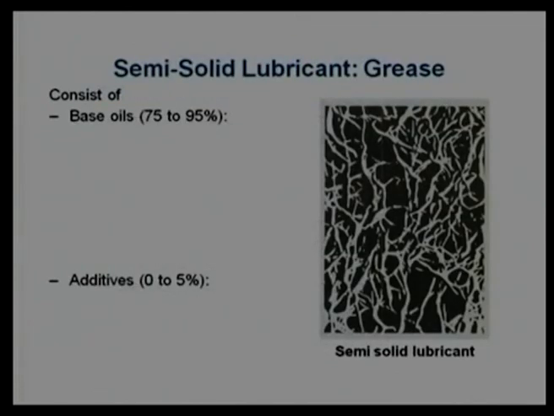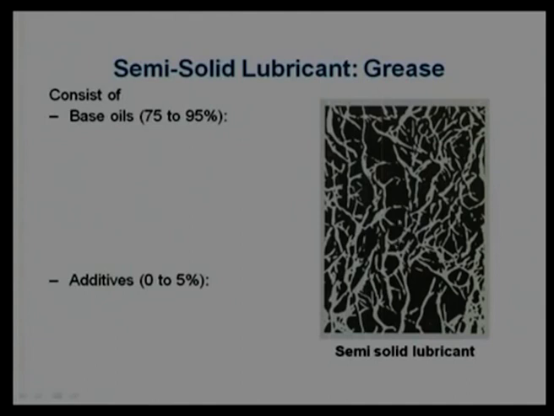Now, we will start with semi-solid lubricant, and a typical example is grease. A number of other materials which act as semi-solids or gels can be used as a lubricant, but grease is more popular, it has a wide application compared to any other semi-solid. So, that is why we are discussing greases. Now, in grease, if you see the structure, it looks like a jungle. You can see this structure.